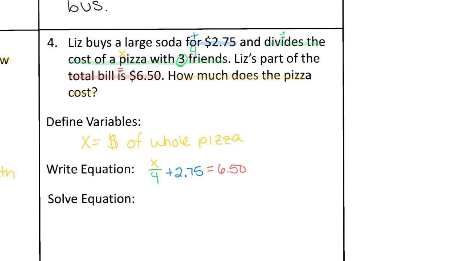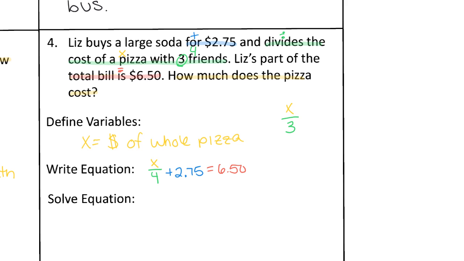Okay. All right. So I just kind of want to walk through this equation real quick. So she buys a large soda for $2.75. So that's just part of our bill. So we buy a soda for $2.75, and she divides the cost of a pizza with 3 friends. So this is where a lot of us are going to go wrong. You're going to say the cost of pizza, or our X, should be divided by 3 because you're seeing 3 friends. But she divides it between herself and 3 friends.